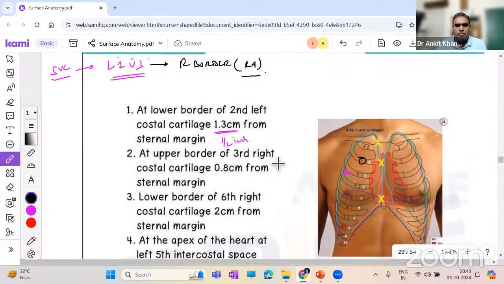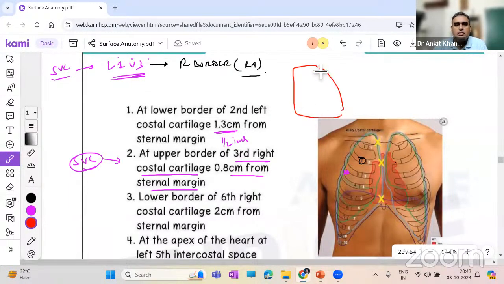Then as you go down on the right side, the upper border of the third right costal cartilage, 0.8 centimeter from the sternal margin. Now, this is where the SVC ended. This is where the superior vena cava ended, the upper part of the third cartilage. And this is from where the right border, or upper border, starts. We'll see. The point over here is to understand the heart. This is how the picture of the heart will appear. Okay, so these are the points. A, B, C, D will be the points.